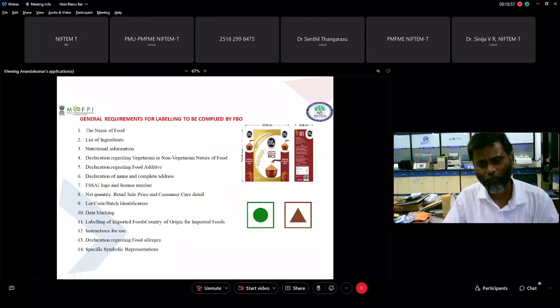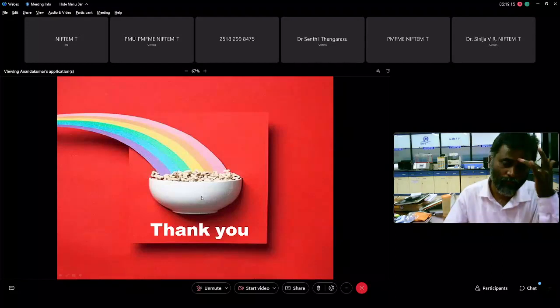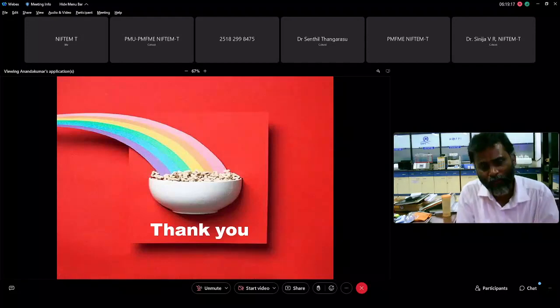For example, if you make some rice-based product, these are all the labels you have to follow. If it is a raw material, only the rice, then the requirements differ. These are all the things you must follow when you go for the standards according to the FSSAI regulations.